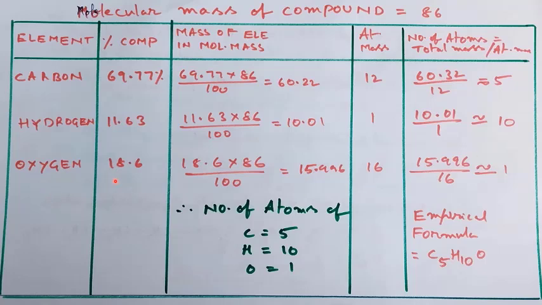And the rest is oxygen. Oxygen percentage is 18.6. So multiplying with the molecular mass we get 15.996. Atomic mass of oxygen is 16. Dividing this 15.996 by 16, we get approximately 1. Thus, the empirical formula has carbon 5 atoms, hydrogen 10 atoms, and oxygen 1 atom. Thus, the empirical formula is C5H10O.